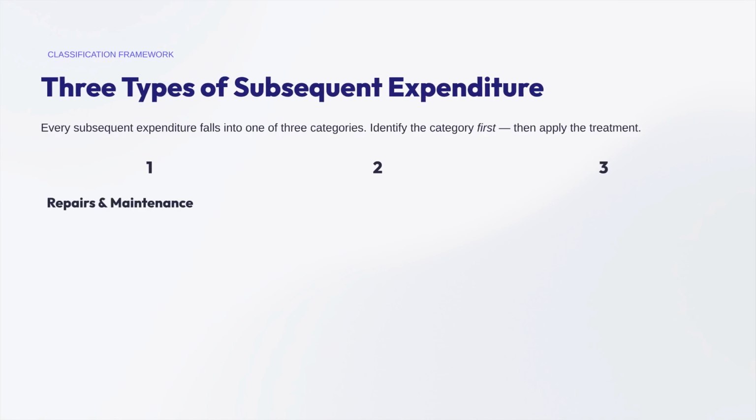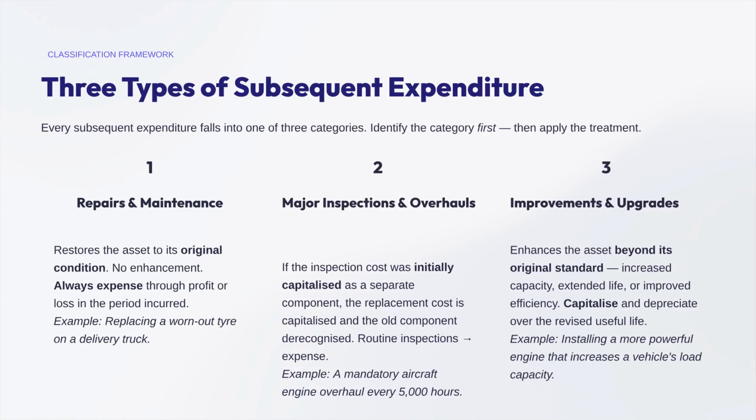Every piece of subsequent expenditure you'll ever face falls into one of 3 categories. The trick is to identify the category first and then apply the treatment, never the other way around. Type 1, repairs and maintenance. This simply restores the asset to its original condition. There's no enhancement at all. So we always expense it through profit or loss in the period it's incurred. Picture replacing a worn-out tire on a delivery truck. It gets you back to normal, nothing more.